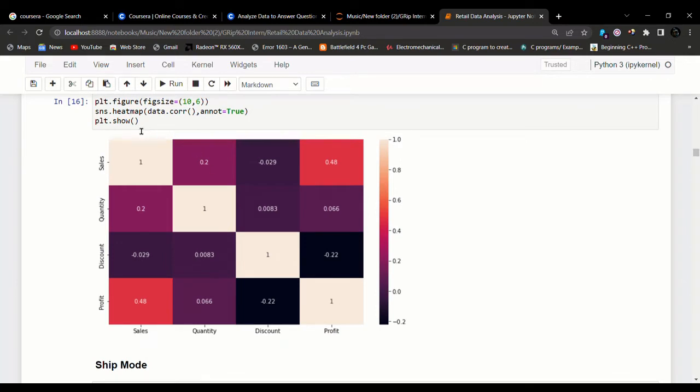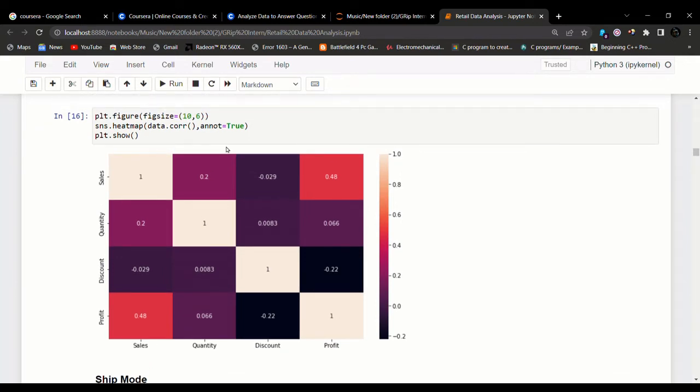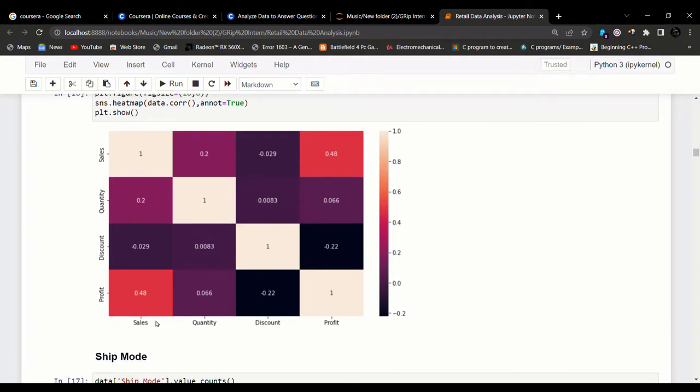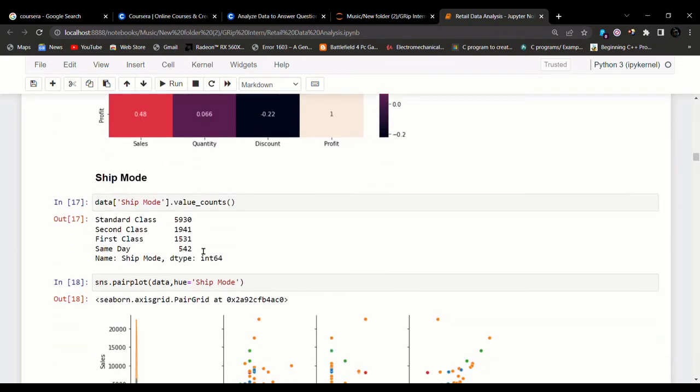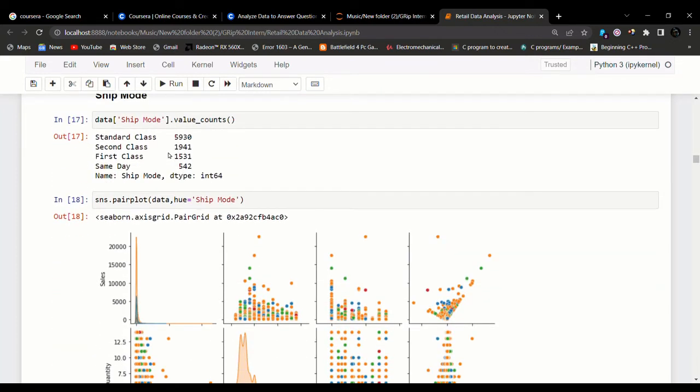As you can see, I have shown the data in a heat map. Sales, quantity, profit are related, and respective values are given in the heat map. And the column ship mode, as you can see, has 4 unique values, that is standard class, second class, first class, same day, and they have unique entries.